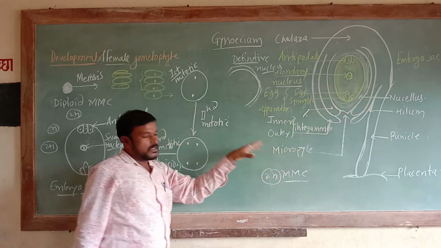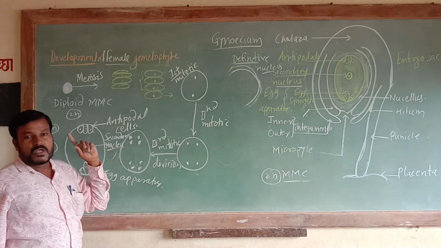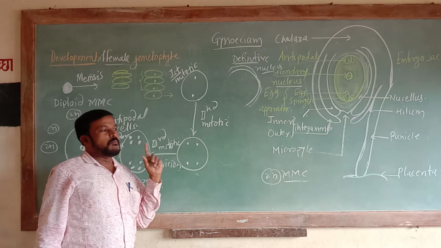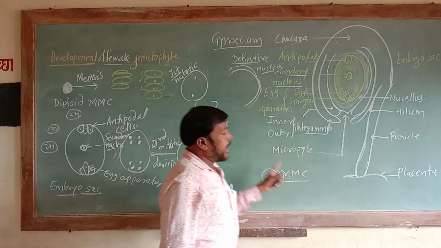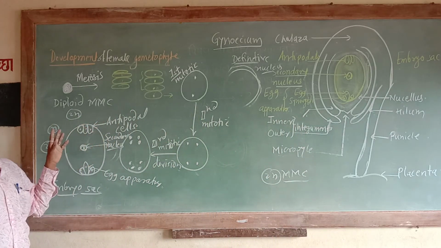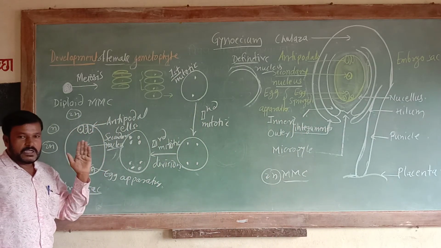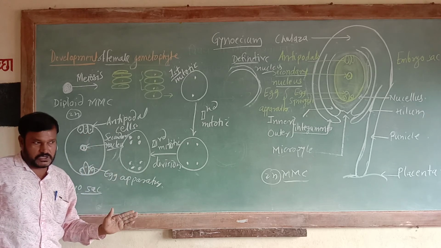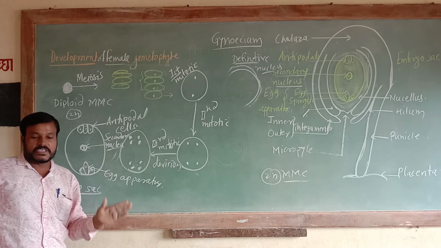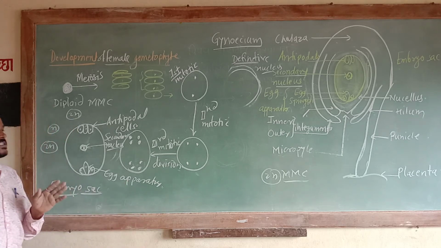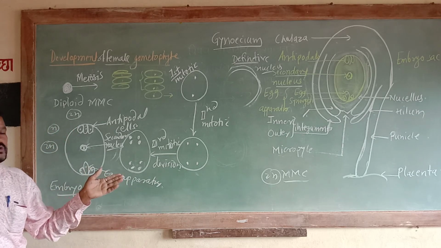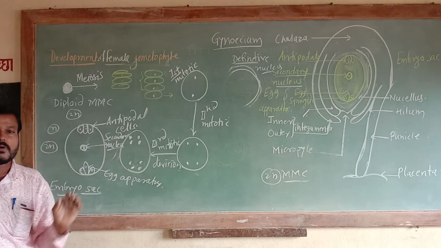In this way, we have completed the development of the male gametophyte, the structure of the anatropous ovule, and the development of the female gametophyte. We'll stop here. Next time we will continue with pollination: the definition of pollination, agencies of pollination, and types of pollination. After that, we will continue with the process of fertilization.